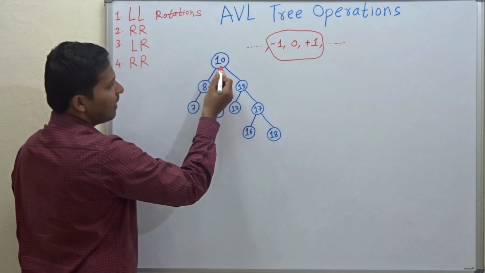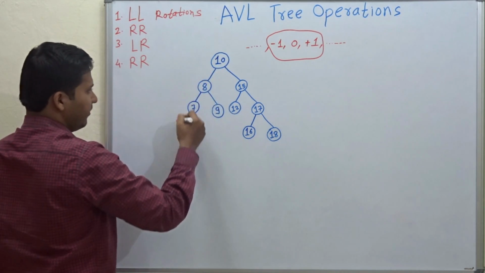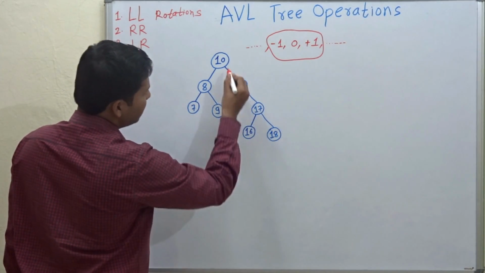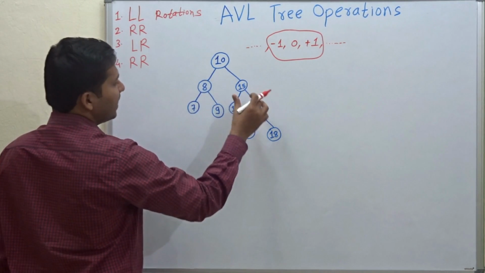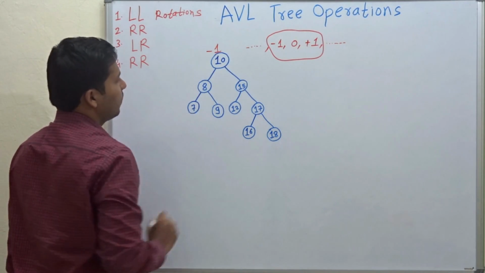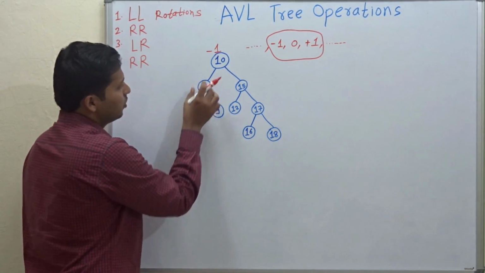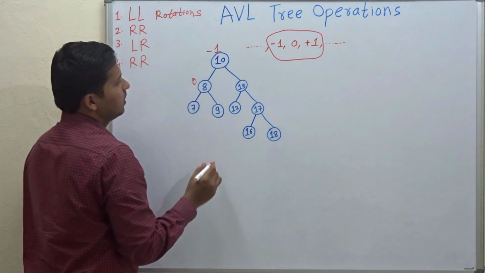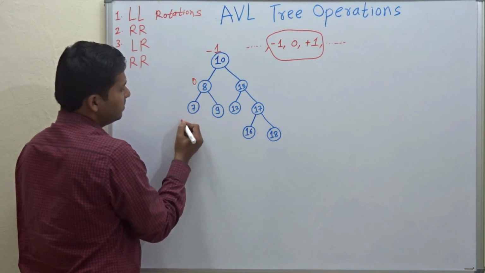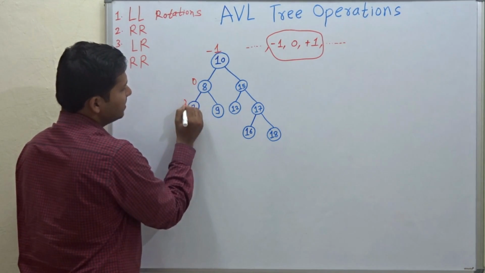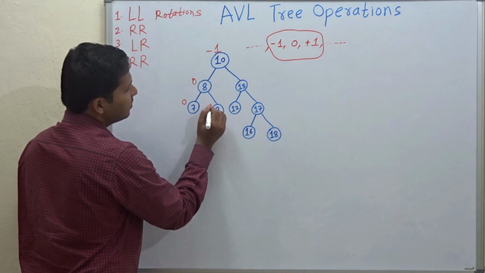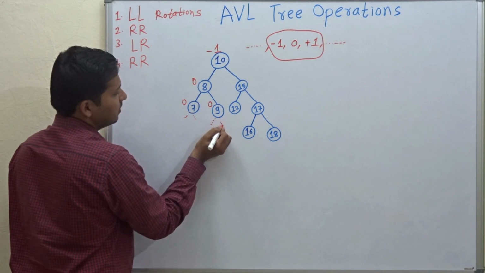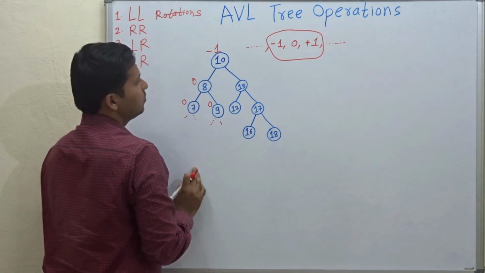For 10, what is the balance factor? See, the left branch height is 2 and the right branch height is 3. So 2 minus 3 is -1. Then for 8, 1 minus 1 is 0. Then for 7, 0 minus 0 is 0. For 9, 0 minus 0 is 0. See, there is nothing, meaning there is null for these nodes.